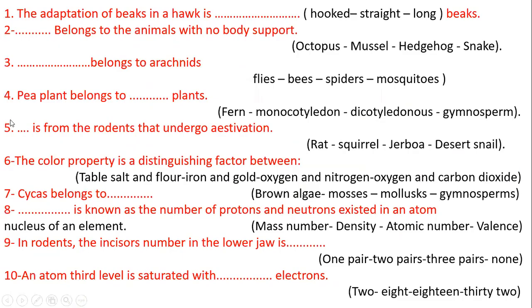Next question, choose. The adaptation of beaks in hawk is, so they have hawks, vultures, they have what? Yes, hawk, yes, so let me pick a pen from, yes, this pen. So hawks here have, yes, hawk beaks. Space belongs to animals with no body support. No body support means soft, yes, soft body animals, yes, like octopus and jellyfish.